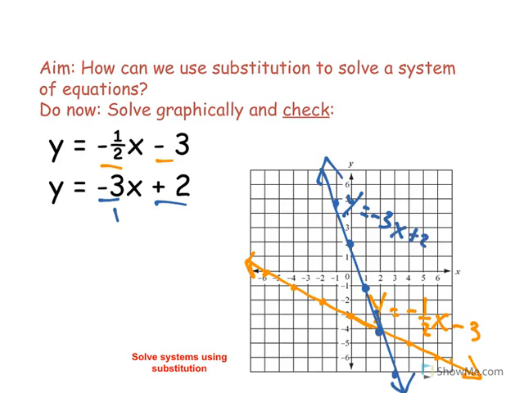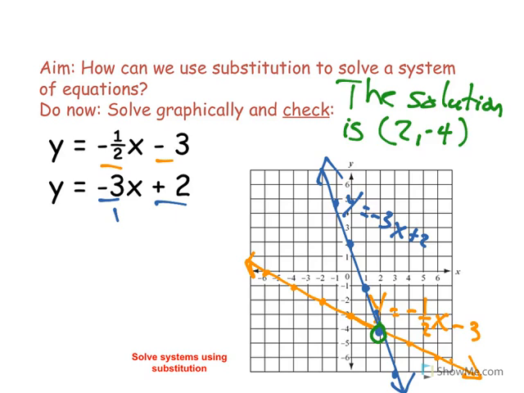All right, maybe we want to circle this, but really we're going to want to write a sentence, and we're going to want to do that with pretty much all of our systems. The solution is, and it looks like that's going to be (2, -4). But we don't know if that's right. We don't know if we graphed it wrong. We don't know if we found the wrong point.